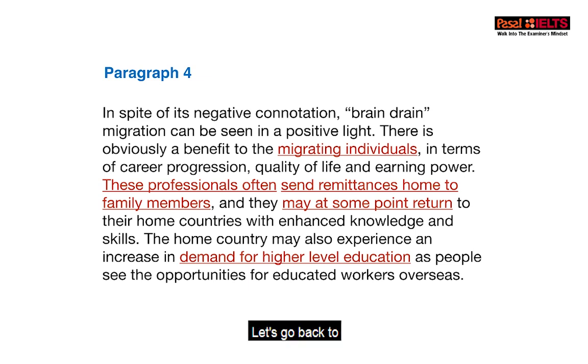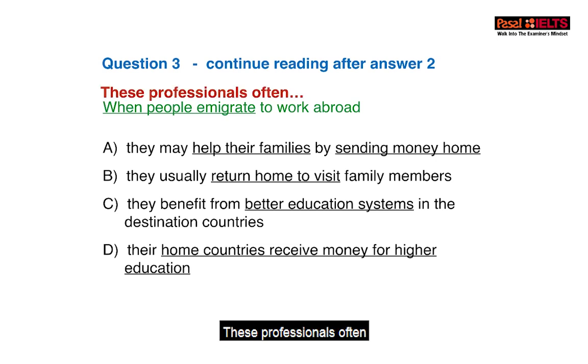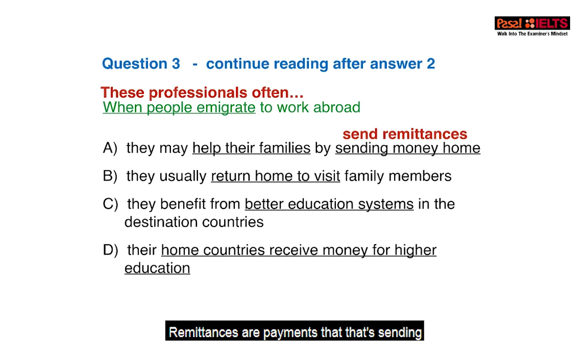Let's go back to the question then. When people emigrate to work abroad, we saw these professionals often. So when these migrants go abroad, what do they do? They often, now let's get the right answer from the choices. They may help their families by sending money home. Well, send remittances. If you know that word, this is easy. Remittances are payments that they're sending.